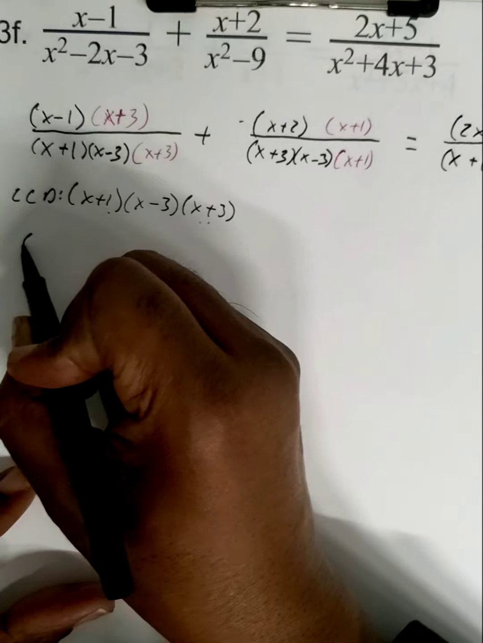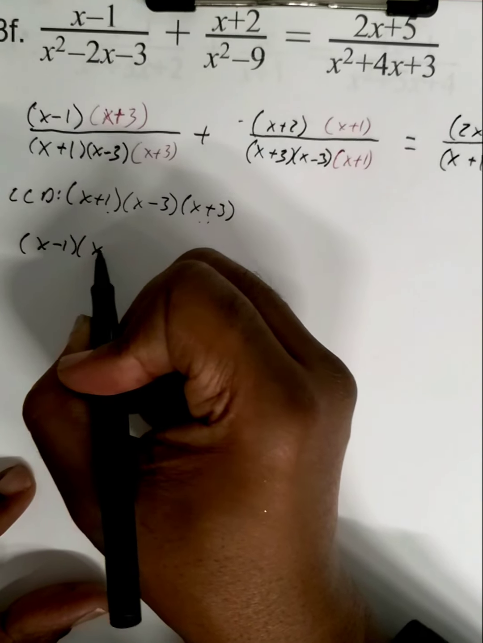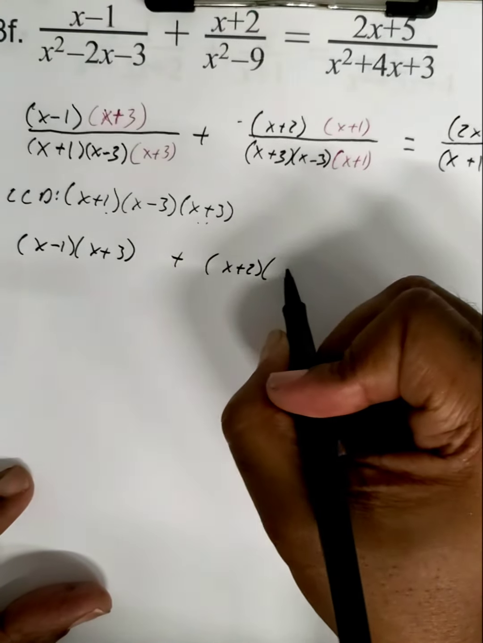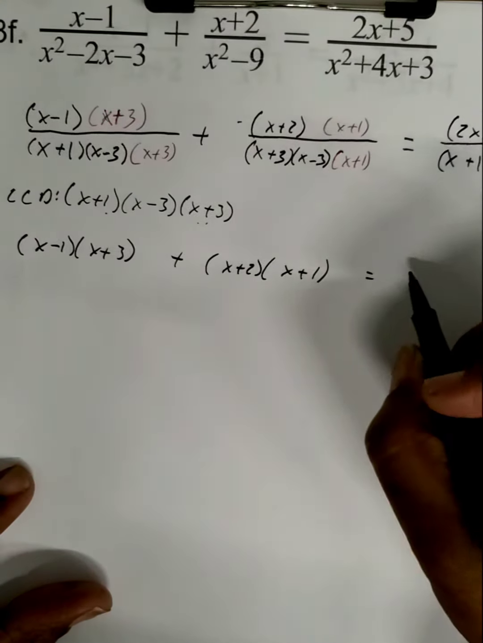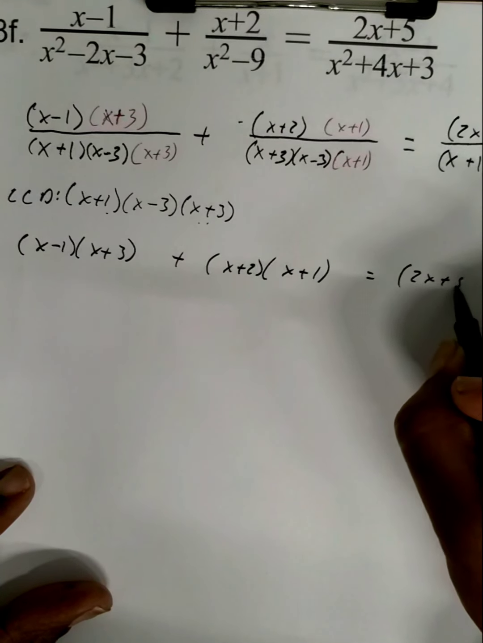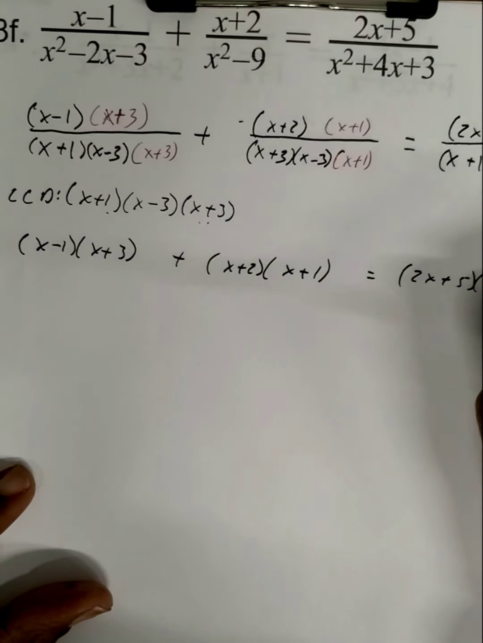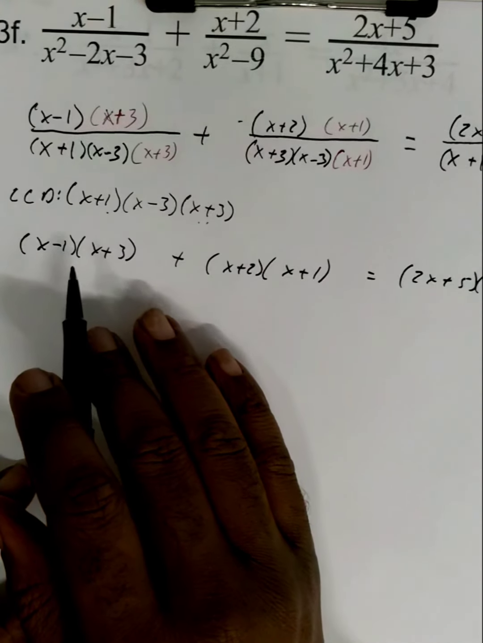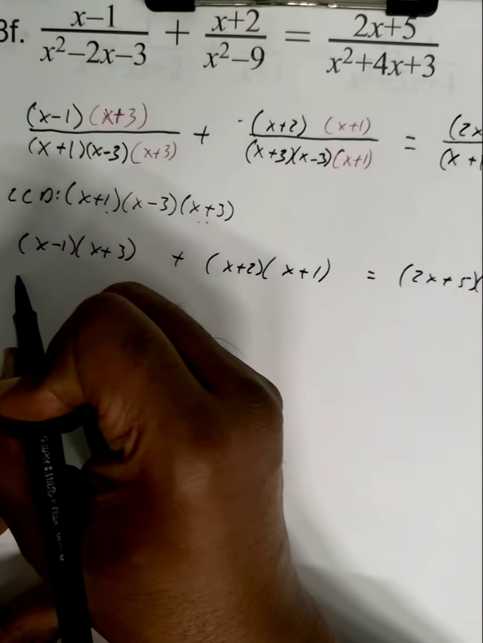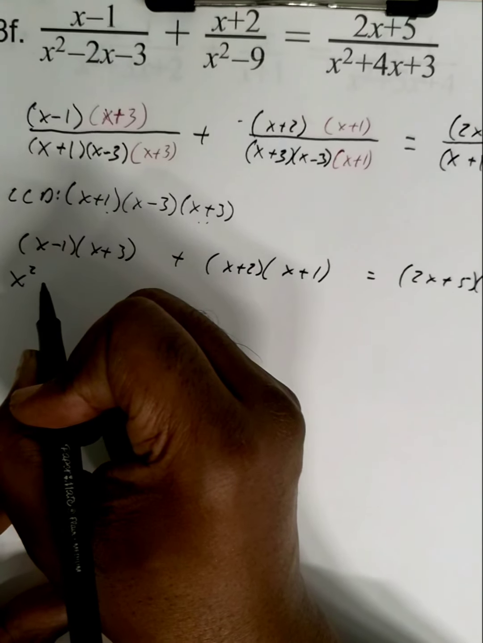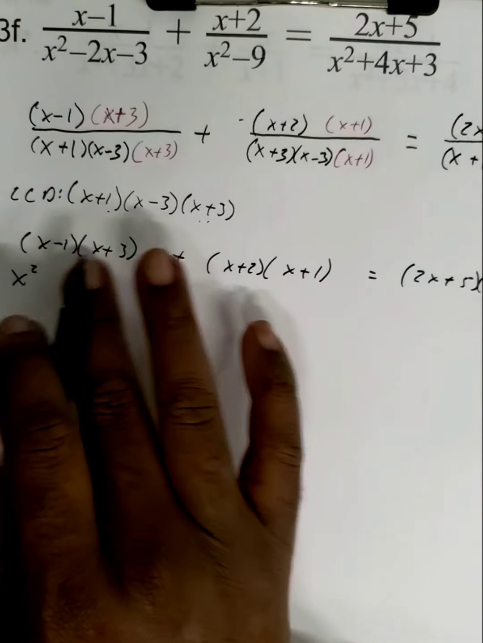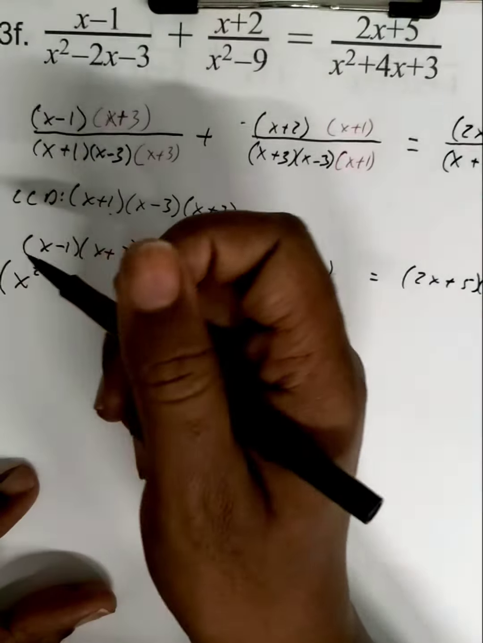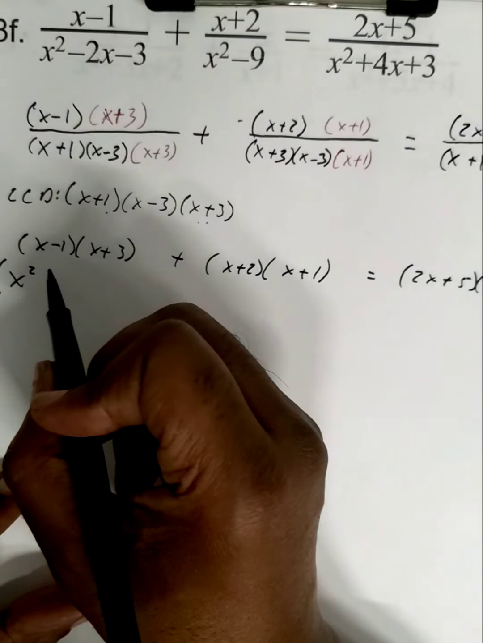So the numerator is x minus 1 times x plus 3, plus x plus 2 times x plus 1, equals 2x plus 5 times x minus 3. Now we're going to FOIL these, multiply the first, the outside, the inside, and the last. We'll get x squared. And just to make sure we have separation between this process and this next process, I'm going to add parentheses. The parentheses are not necessary. I'm just adding them for clarity.